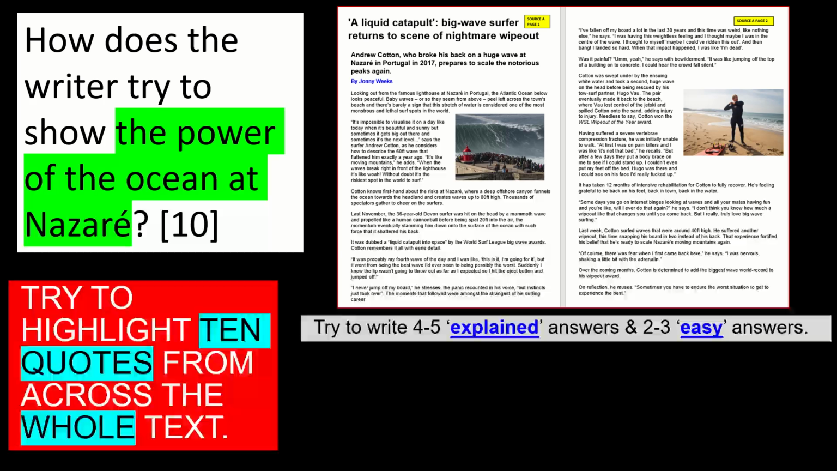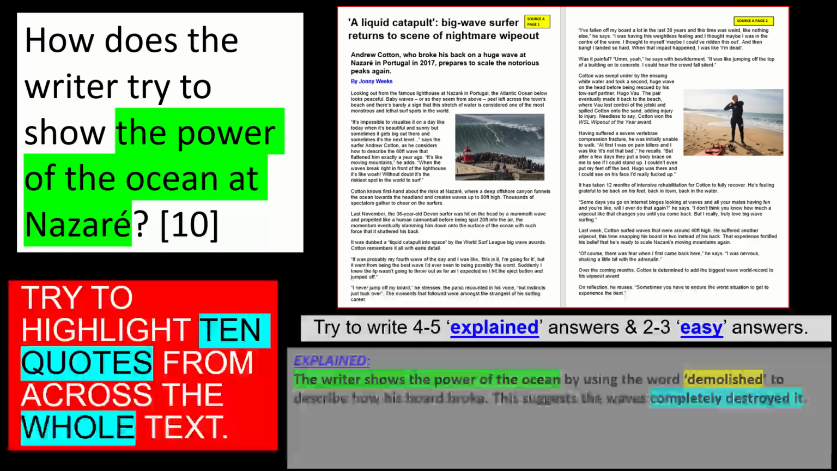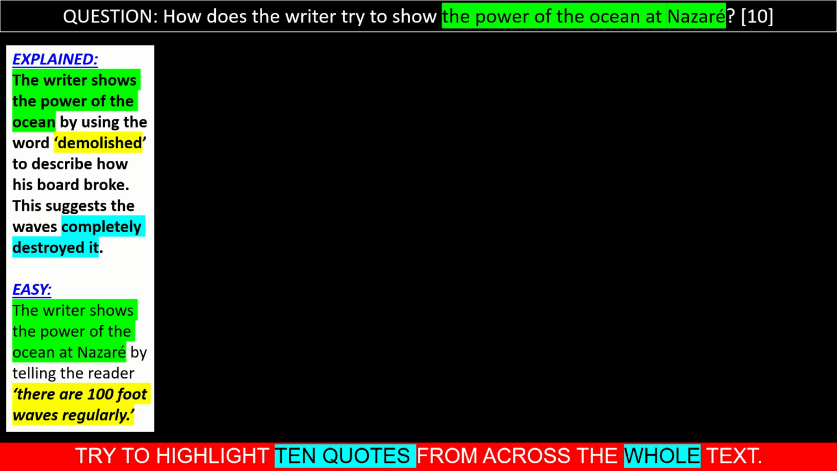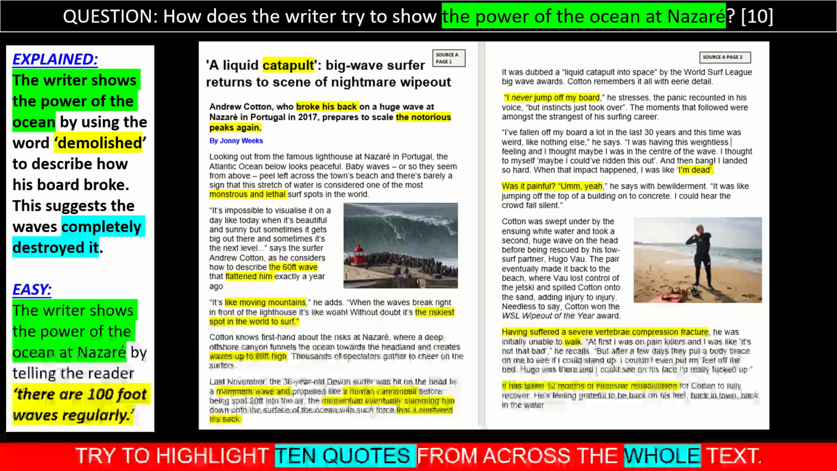You don't have to talk about them all, but try to do 4 or 5 explained answers and 2 or 3 easy answers. So for example, the one we've done with the explain one, and the easy one and explain one I just showed you. There you go, those are the ones I've done. If you want to pause the video and have a go, zoom in on things like lethal. Okay, so I'd zoom in on that.